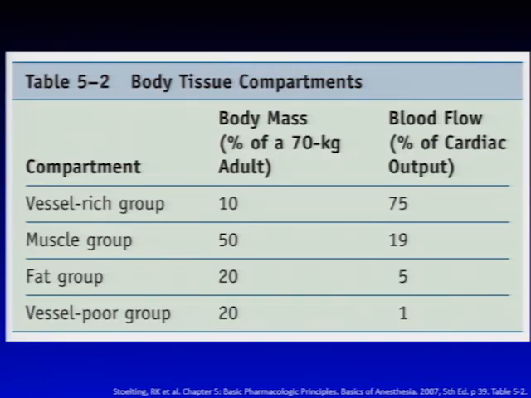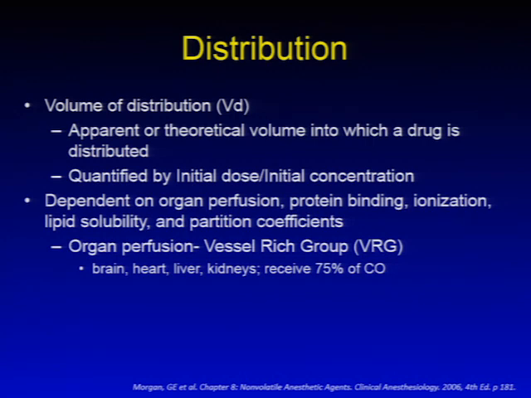If we look at this chart, we can see that the body can be broken down into several tissue compartments based on the amount of cardiac output that each compartment receives. As you can see, the vessel-rich group comprises only 10% of the body mass, but yet receives 3/4 of the cardiac output. The muscle, fat, and vessel-poor groups, on the other hand, comprise a much larger percentage of body mass and receive a proportionally less amount of cardiac output. So as you can imagine, the drugs that we administer intravenously are going to be distributed preferentially, at least at first, to this vessel-rich group, that is the brain, heart, liver, and kidneys.